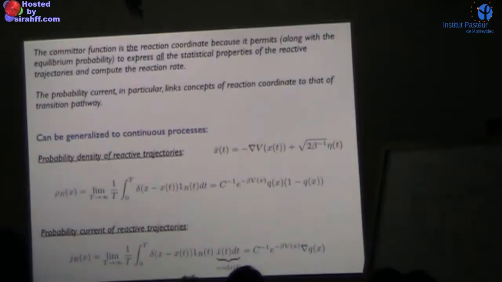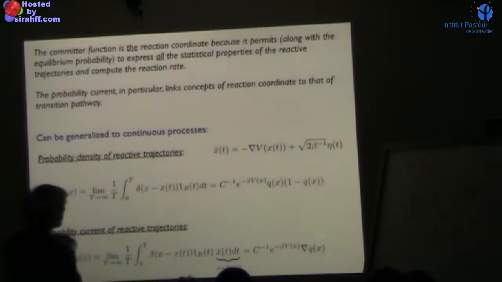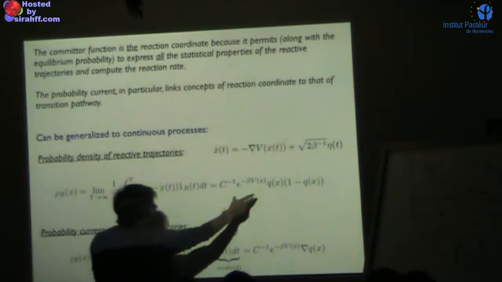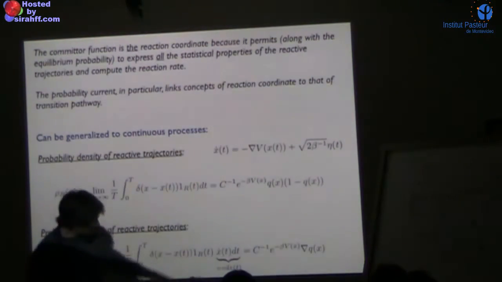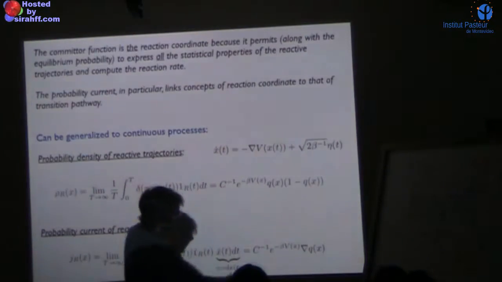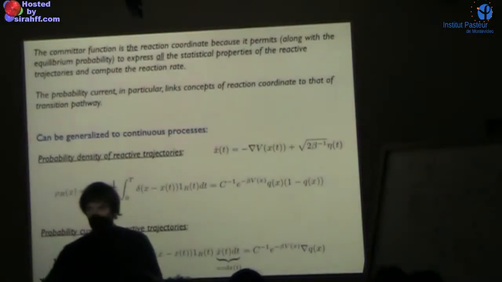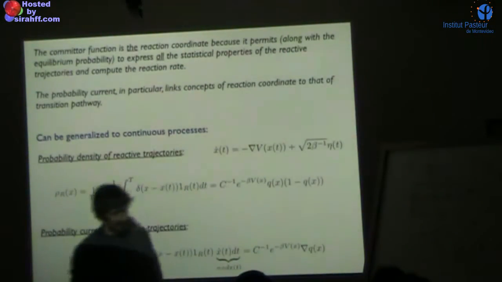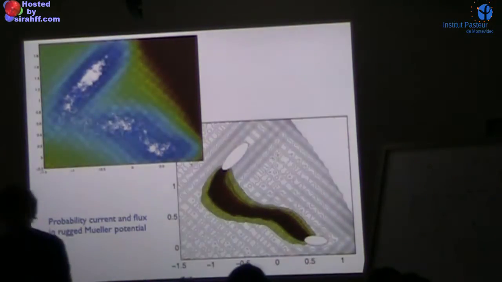Now, of course, this manipulation that I did in the discrete case, you can do in the continuous case. And you can define the probability density of the reactive trajectory and a probability current. This probability current here is again something which has the same structure as the one you had seen based on the eigenfunction, except that you have replaced the eigenfunction by the committor. Okay. And then you can use that as an illustration.